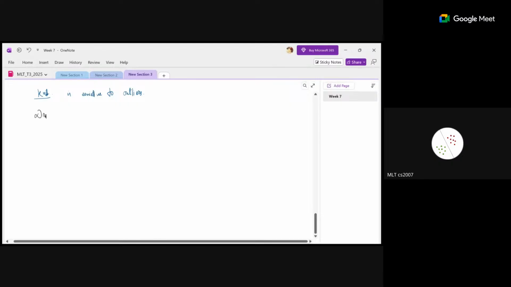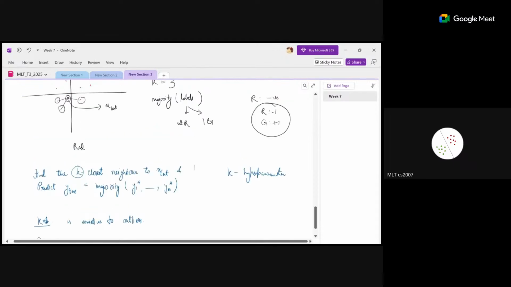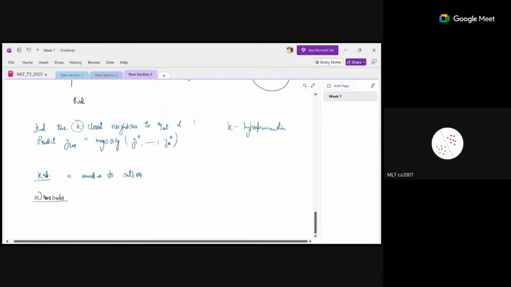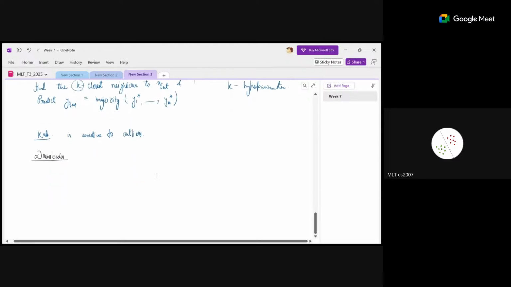Ma'am, how is k equal to 1 sensitive to outliers? Can you explain, please? Okay, I skipped that part. I thought it was in the lecture. All right, let me give the example.